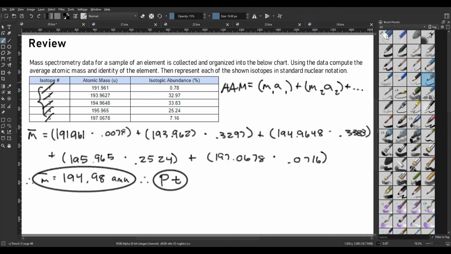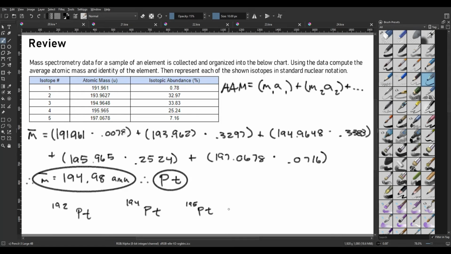So I'm going to go ahead and erase these cross out marks just to know we haven't done that part yet. So our first isotope, remember we round this to the nearest whole number. So isotope 1 is going to be platinum 192. Isotope 2 is going to be platinum 194. Isotope 3 is going to be platinum 195.